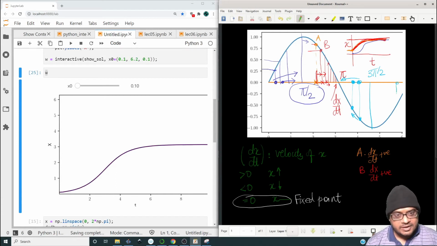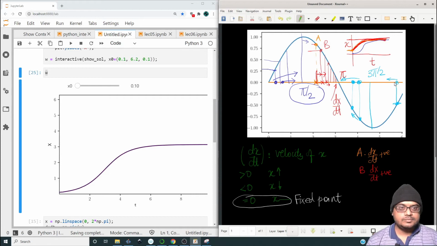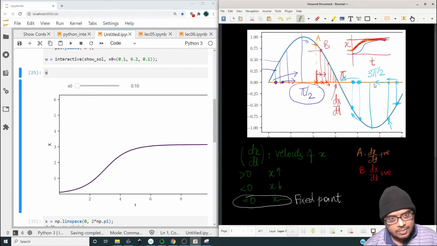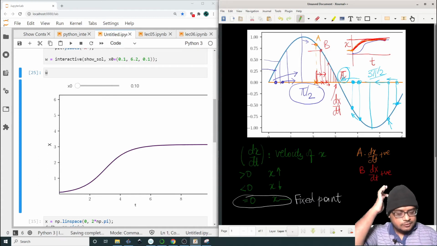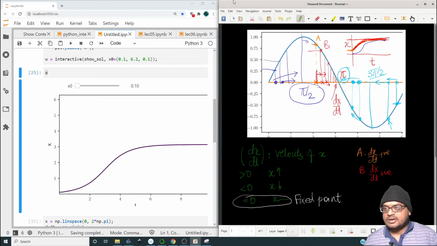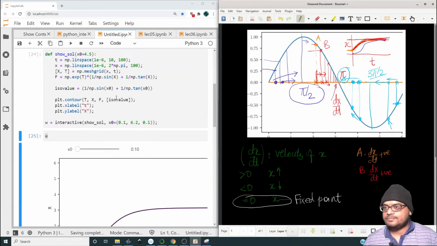But if you start over here, the magnitude of velocity is small, and the direction is negative, so x will try to reduce. As it reduces, it will encounter a higher magnitude of velocity, so it will move faster initially. After it crosses 3 pi by 2, the velocity will again start to reduce and it will asymptotically reach the value of pi. So in order to see this in our interactive plot, let us plot pi by 2 and 3 pi by 2 as well.